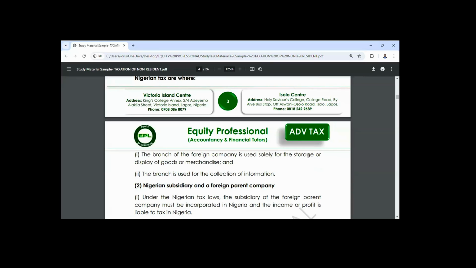is not selling goods, they are displaying the goods. If you want to buy the goods, you order it online. But they are using the branch to display the goods. Secondly, maybe they are using it to collect information about how people react to the products. So in such situation, the Nigeria branch of a foreign head office will not be liable to tax in Nigeria.